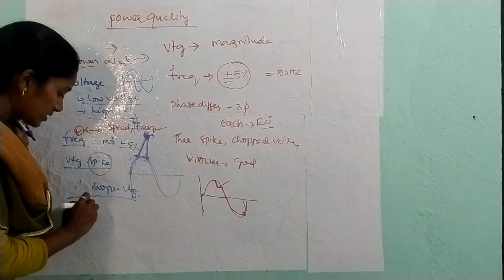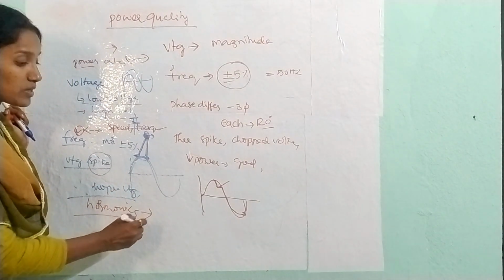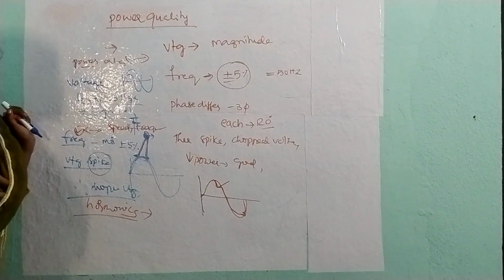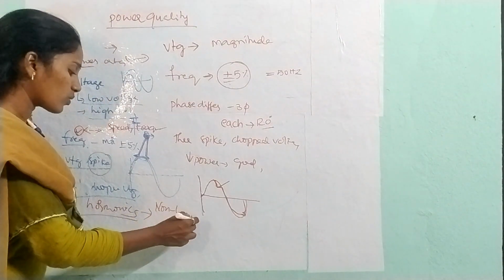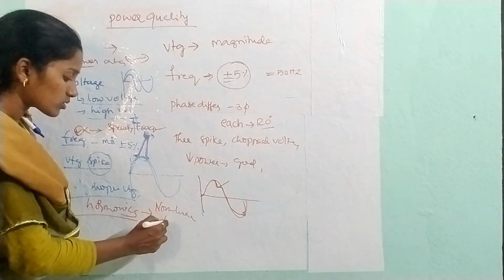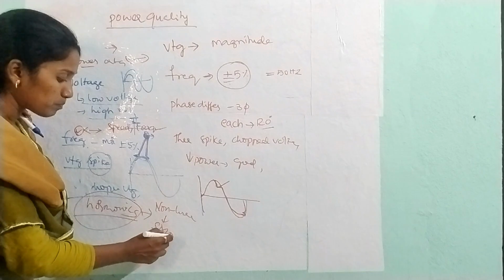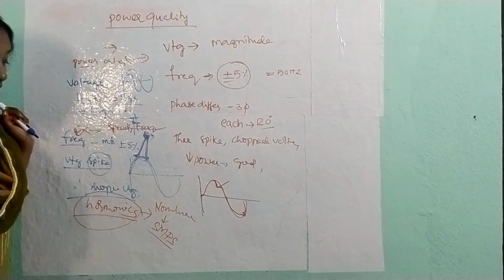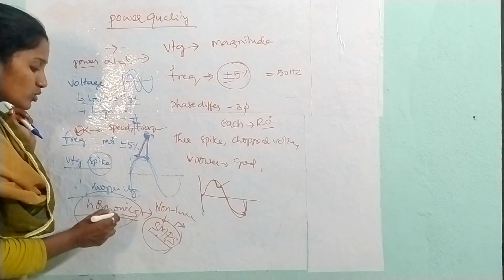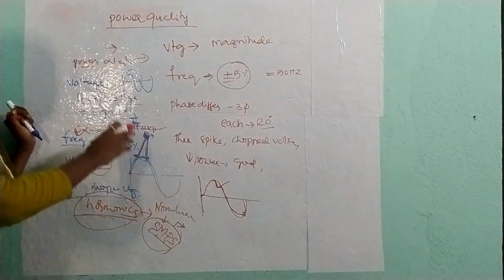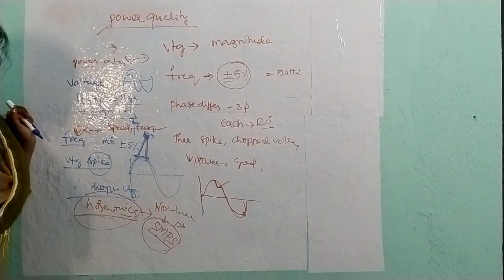Okay, and coming to another thing, harmonics. These harmonics are produced when we are using non-linear loads. To suppress these harmonics, we are using the SMPS, the switched mode power supply. This is the electronic circuit we are using to reduce the harmonics. These are the disturbances we are facing while we are maintaining the power quality.